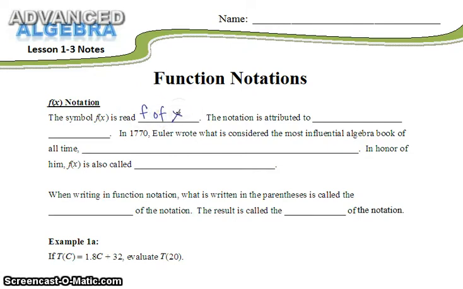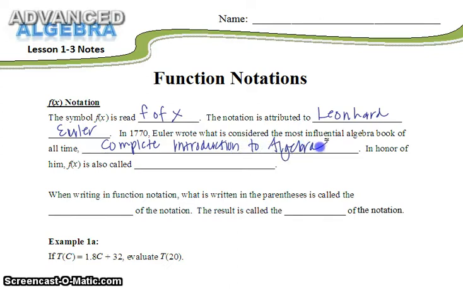This notation is attributed to Leonhard Euler. His last name is spelled E-U-L-E-R, but is pronounced Euler. In 1770, Euler wrote what is considered the most influential algebra book of all time. It was the Complete Introduction to Algebra. In honor of him, f of x is also called Euler's notation. So a lot of times you'll see it either way in a math book, as Euler's notation or f of x.